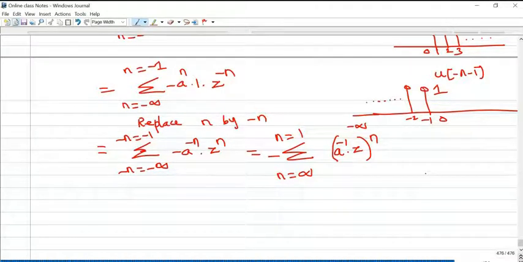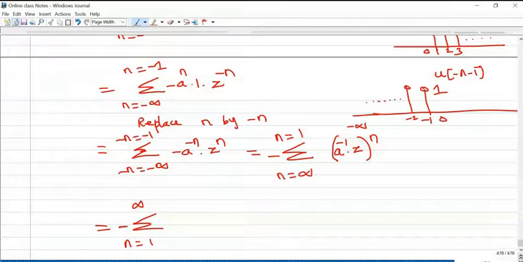Right? So a power n, we got a power n format, but summation 0 to infinite is not there. So summation infinite to 1 is same as n equal to 1 to infinite. Okay? 1 plus 2 plus 3 is equal to 3 plus 2 plus 1. Summation only. So you can rewrite 1 to infinite. Now a inverse is z power n.